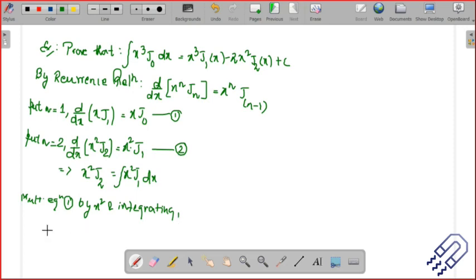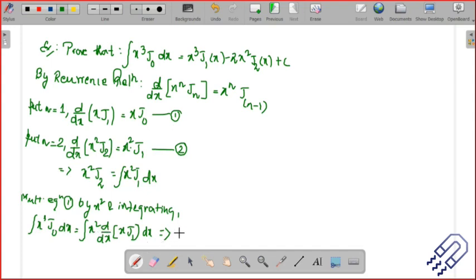So if you do it with respect to x, obviously we have got the integral of x^3 J0 dx is equal to what we have on this side. Obviously we have to integrate both sides, and on this side we have to multiply by x^2. So I will take x^2 and then d/dx of (x J1) dx. Check, this x^2 I've taken and integrated with respect to x.